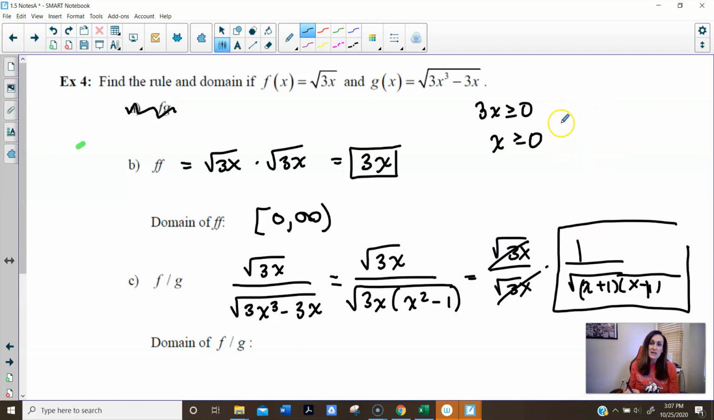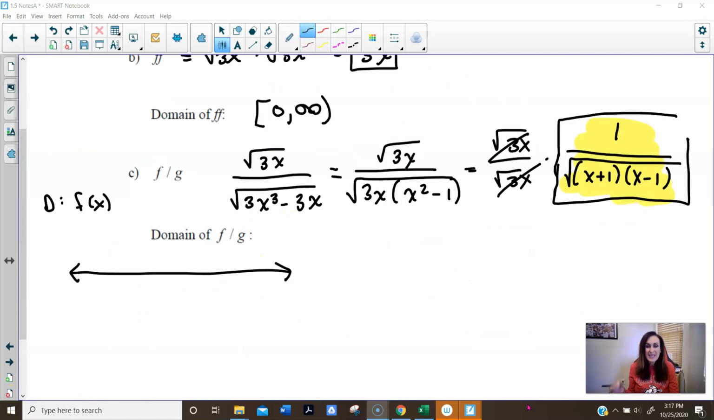All right, so as far as the domain goes, I'm kind of out of room. Hold on. I'm not too concerned about rationalizing the denominator. You can actually leave it just like that. But what I am concerned about is the domain. So the domain of f divided by g, or f of x divided by g of x. We have to look at the domain of the numerator, the domain of the denominator, and then where those domains overlap together. So what would the domain of the numerator be?